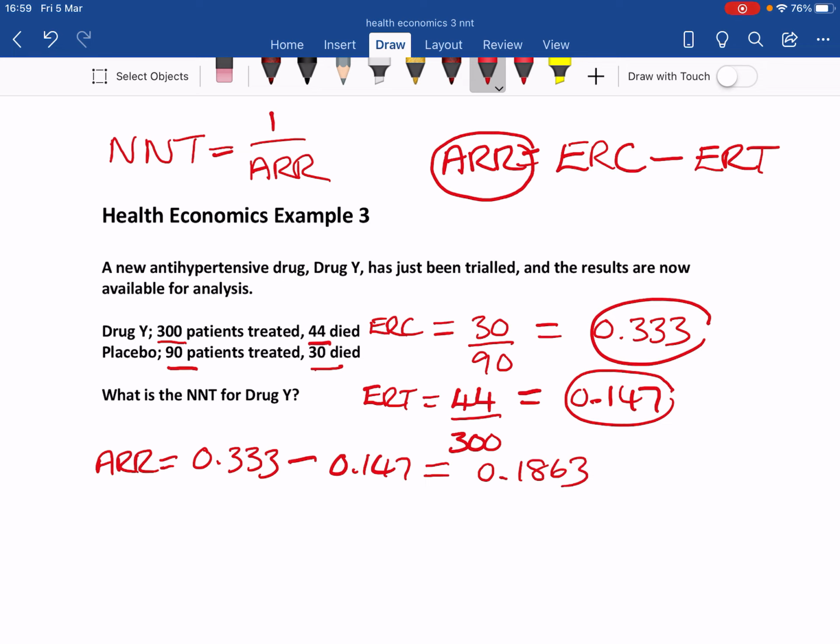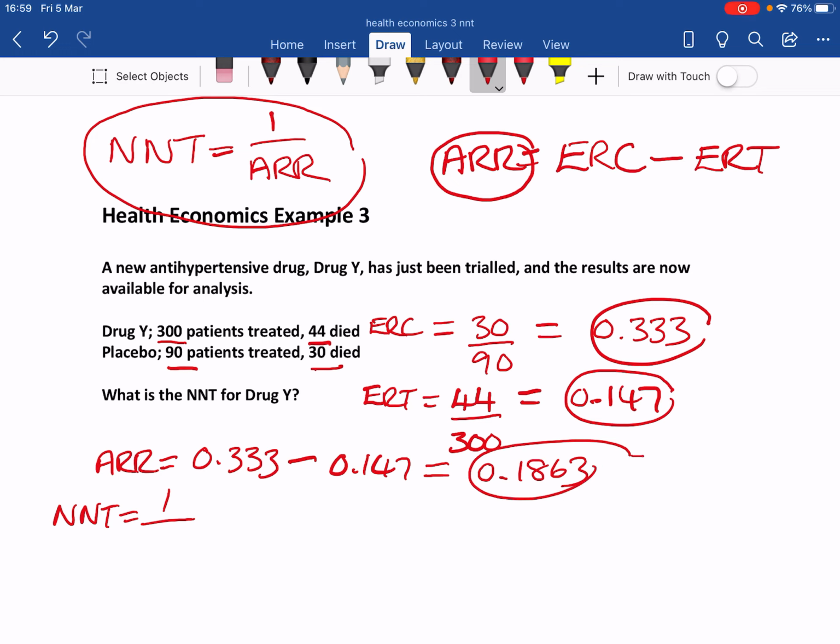We want the number needed to treat, so we refer back to this equation. The number needed to treat is equal to 1 divided by the absolute risk reduction. So 1 divided by 0.1863, and that equals 5.37.